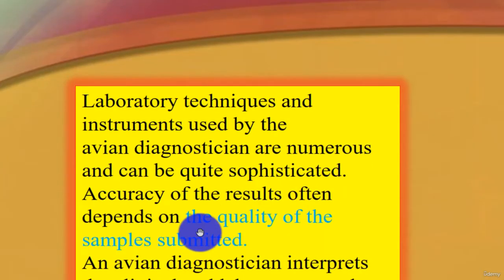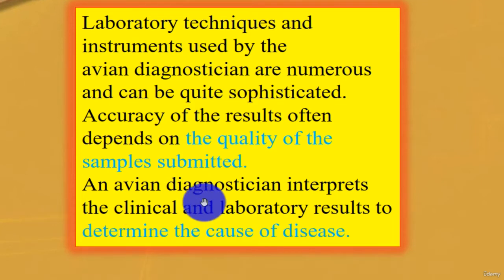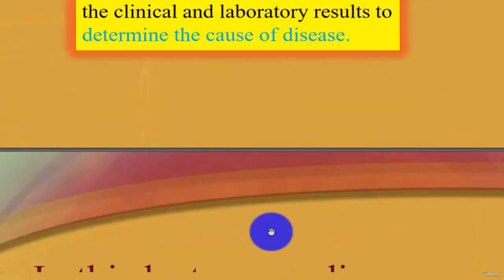Laboratory techniques and instruments used by the avian diagnostician are numerous and can be quite sophisticated. Accuracy of the result often depends on the quality of the sample submitted. An avian diagnostician interprets the clinical and laboratory results to determine the cause of the disease.